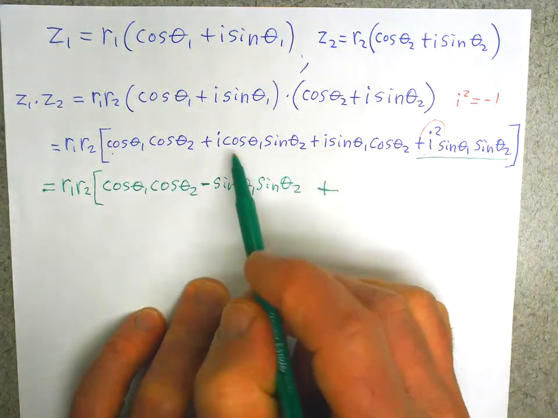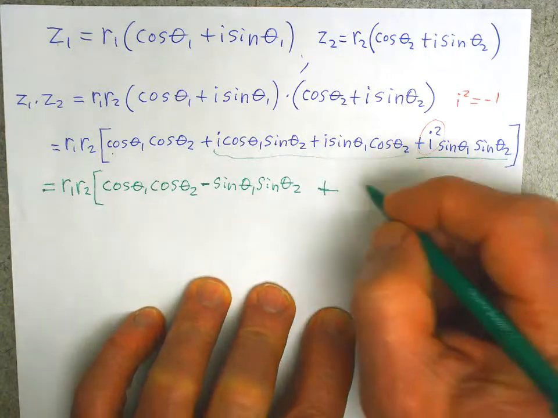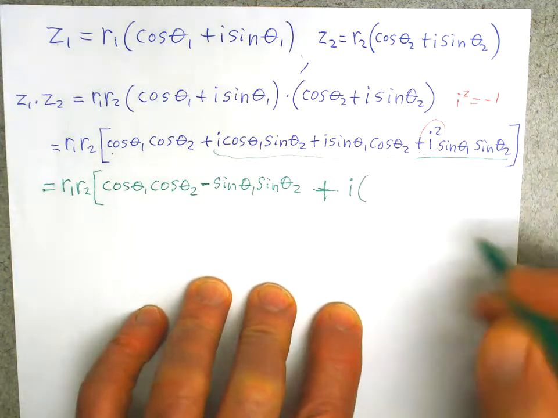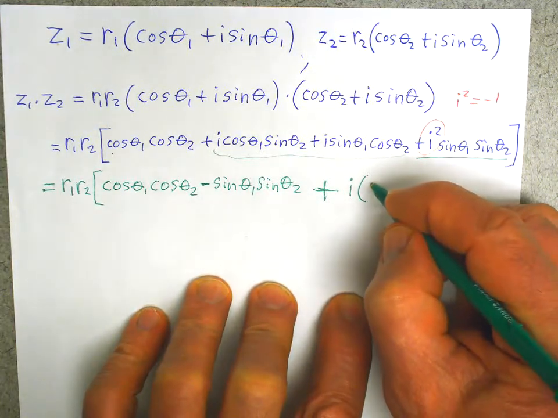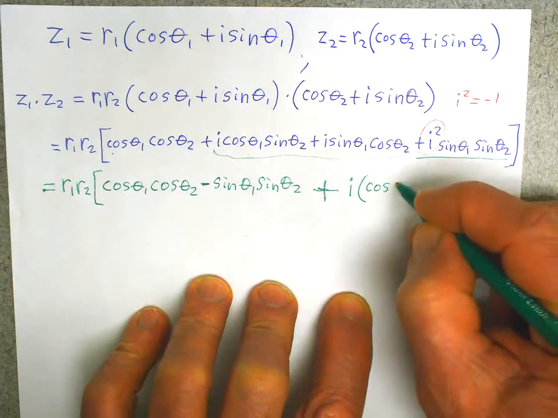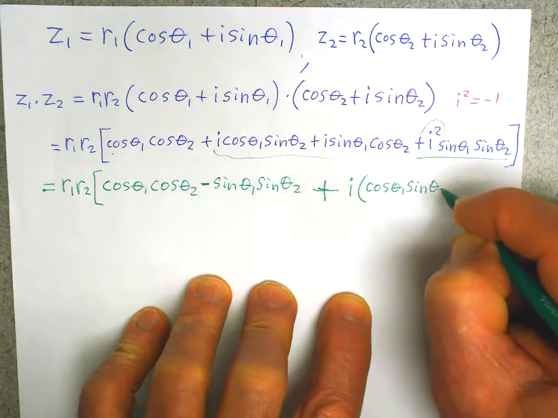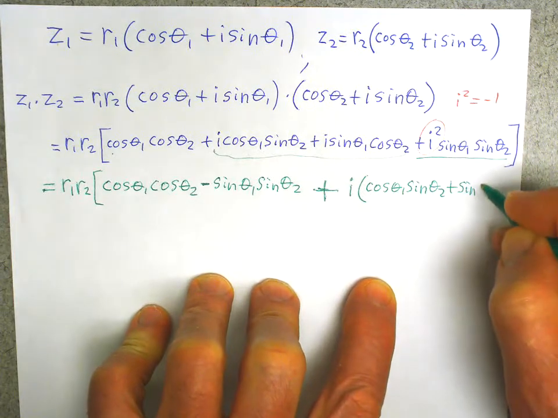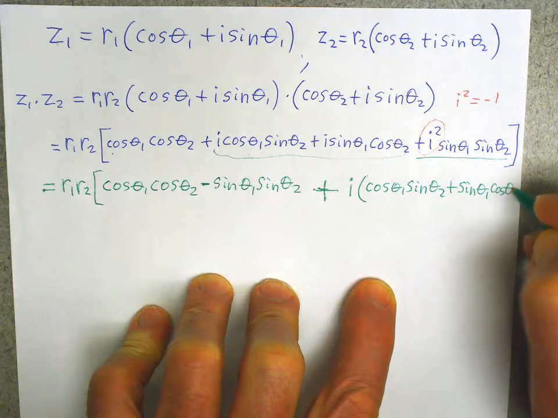And then the two middle terms each have a factor of i. So I'm going to factor i out of each of those products. So we get i times the quantity cosine of theta 1 times sine of theta 2 plus sine of theta 1 times cosine of theta 2.